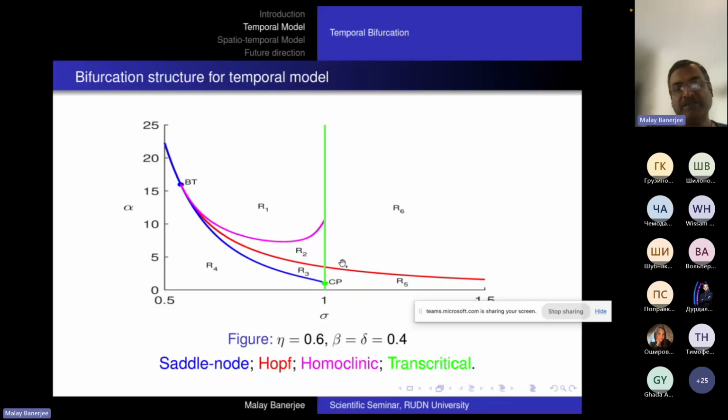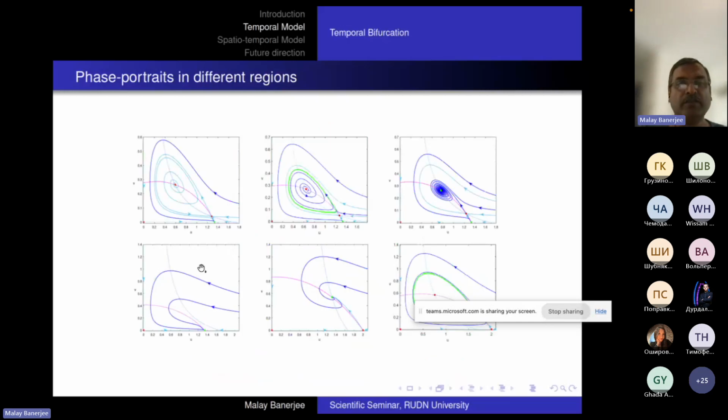This saddle-node bifurcation curve and Hopf bifurcation curve intersect at the Bogdanov-Takens bifurcation point, from where a global bifurcation curve emerges, which is the homoclinic bifurcation curve, and it disappears at this point when it hits the vertical transcritical bifurcation curve. And as a result, we can see 6 different kinds of topologically different phase portraits for the model under consideration, and those 6 different types of phase portraits are shown here.